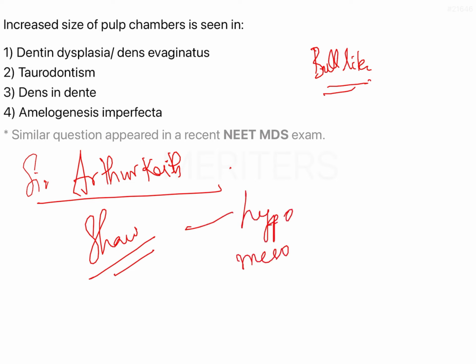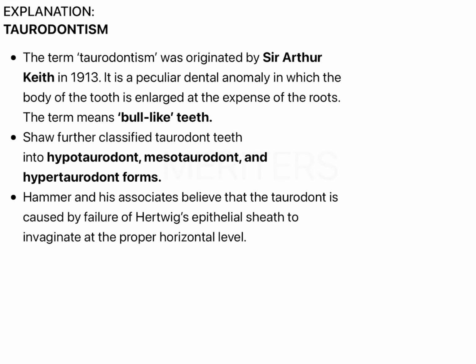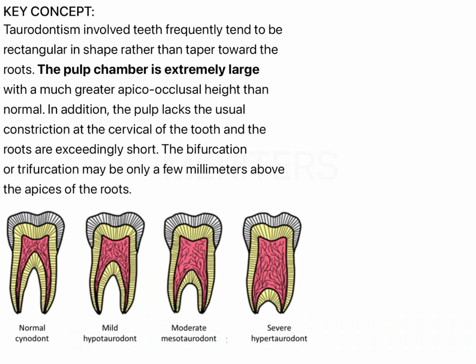meso, and hyperforms. Okay, so in which hypertaurodontism being the extreme form, you have bifurcation or trifurcation occurring near the apex, and hypo being the mild variety.